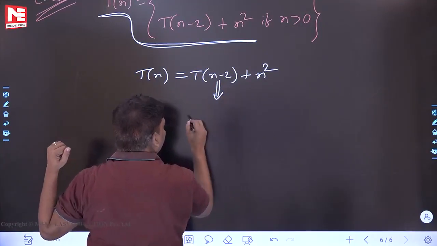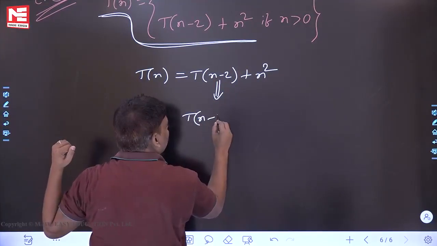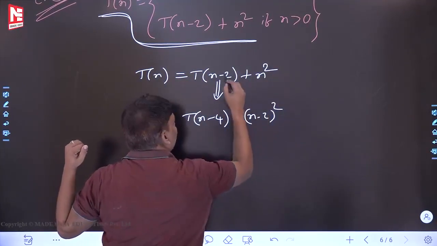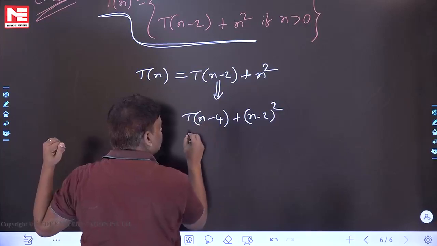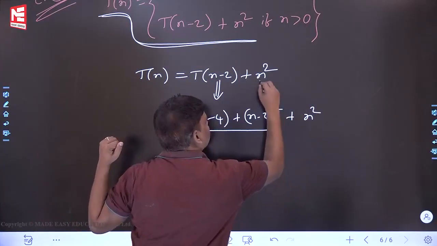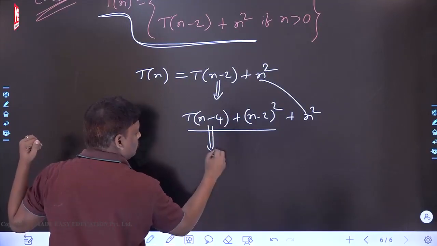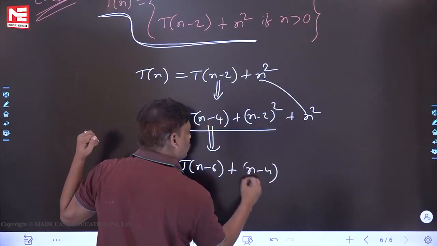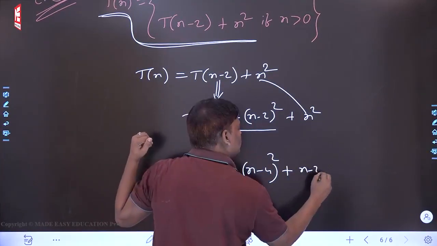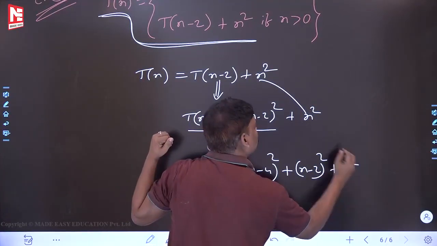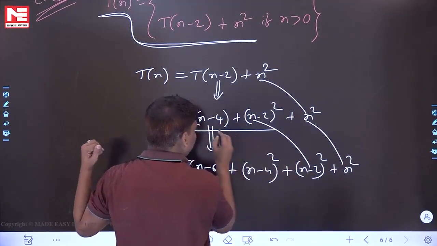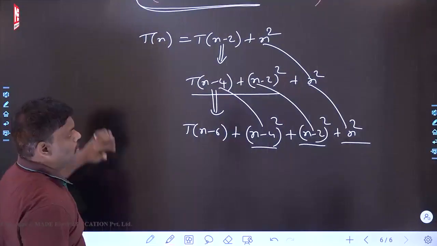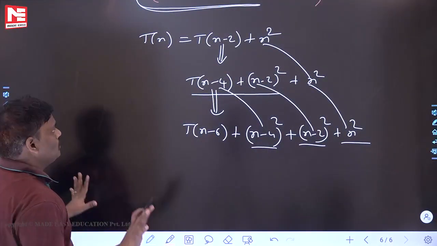See the second time. Tn minus 2 is equal to Tn minus 4 plus n minus 2 whole square. If n square is there, n minus 2 whole square will be there. Next, this one is as it is. Let me substitute once again: T n minus 6 plus n minus 4 whole square plus n minus 2 whole square plus n square. Please check, I did it 3 times, so 3 non-recursive terms came. I think this is the current status.